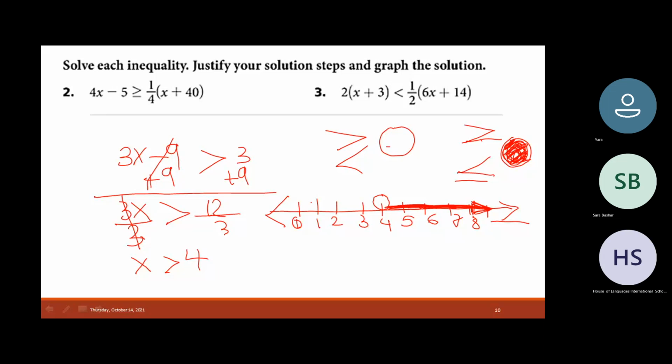Wait a second. Write, please, in order to remember the steps.